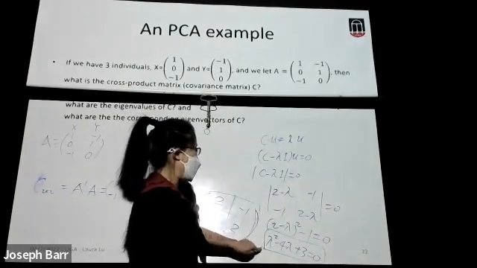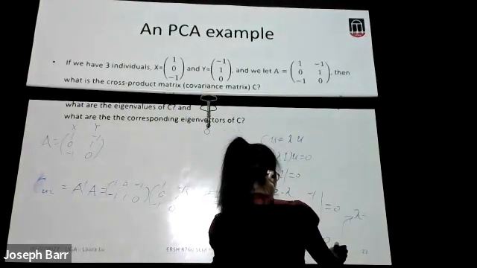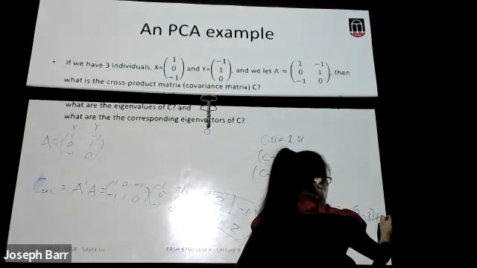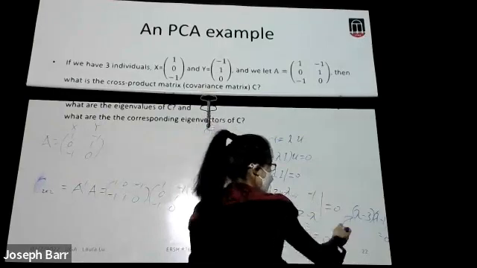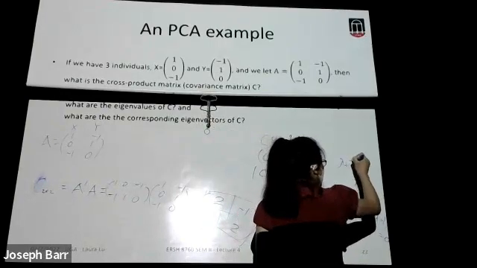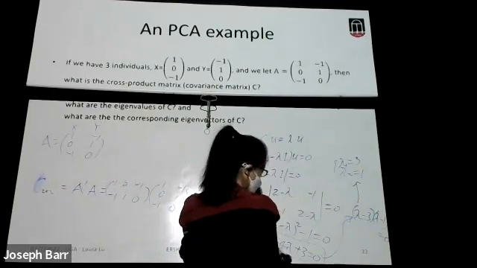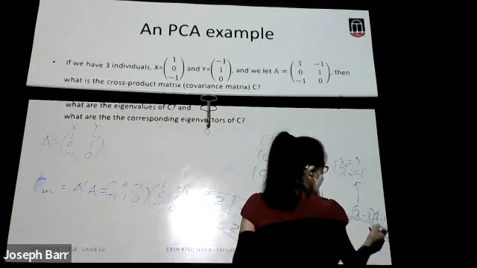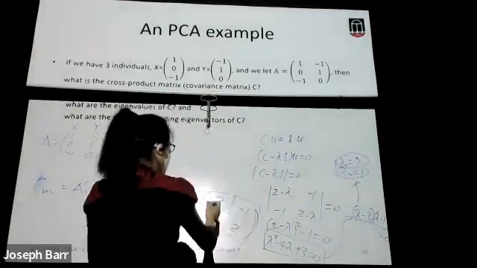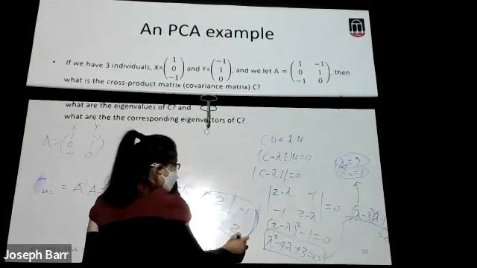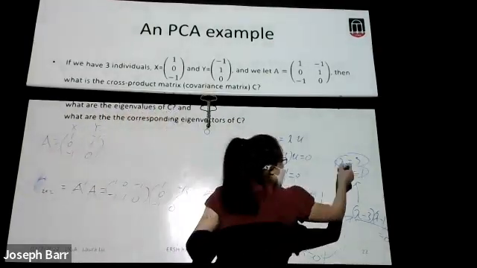What is the solution for this lambda? It equals (lambda minus 3) times (lambda minus 1). So we have two solutions: lambda equals 3 and lambda equals 1. The biggest eigenvalue is 3, and the second eigenvalue is 1, based on this matrix C. So what are the eigenvalues of C? That's it, 3 and 1.